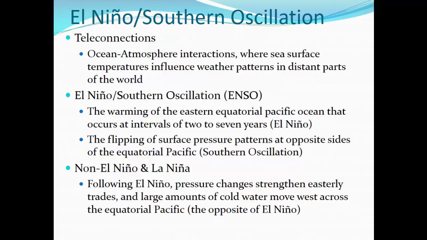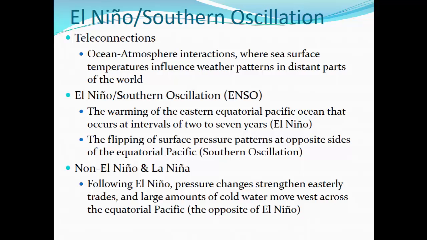We'll wrap up our conversation about atmospheric circulations in Chapter 7 with a conversation about teleconnections. Now, teleconnections are something that scientists have only achieved a good handle on over maybe the last 20 to 30 years. A teleconnection is an ocean-atmosphere interaction in which sea surface temperatures in one part of the globe literally influence weather patterns in other parts of the globe.